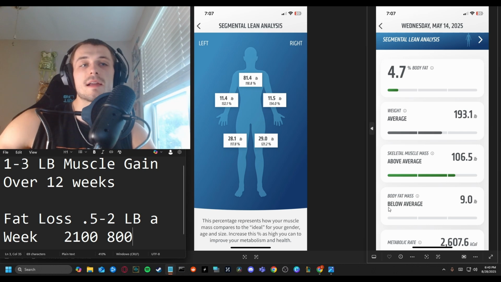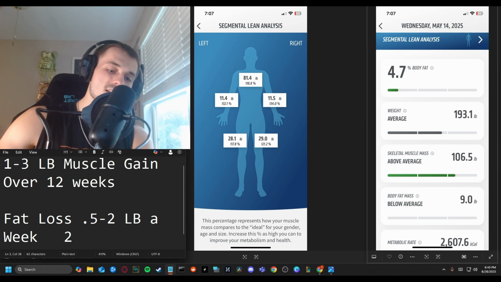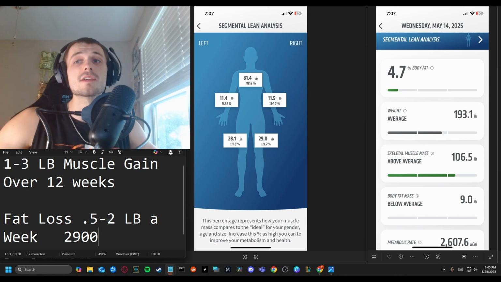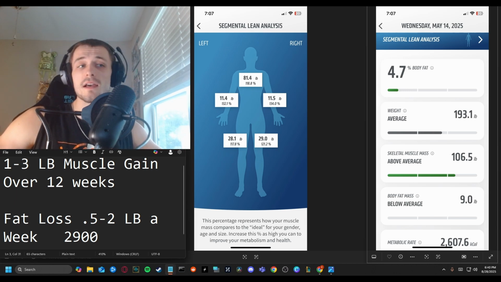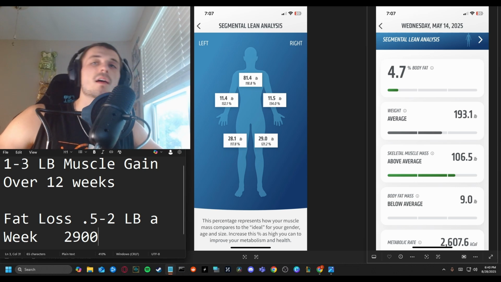So let's say my deficit goal was 2,100. That's how much I plan to eat because that puts me 500 below my metabolic rate. Well, this gets added to this 2,100, and now for the day, I can eat 2,900 calories and still be in a deficit because of those extra calories I burned during my workout.